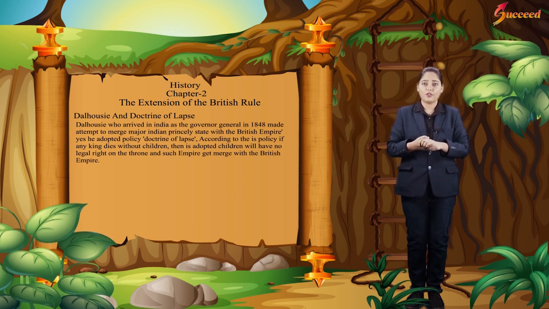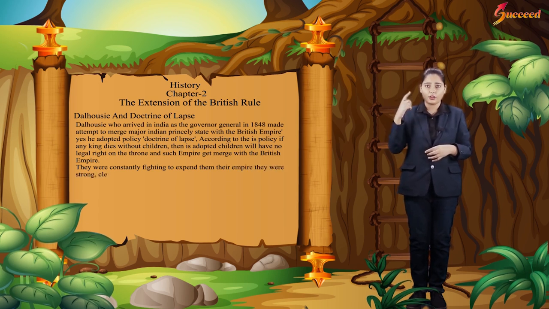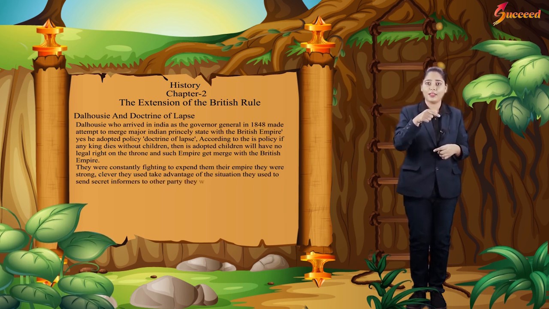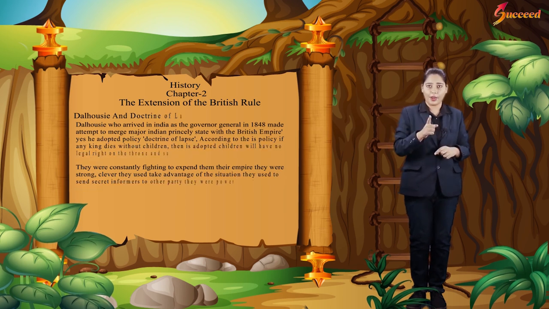Don't you think that was such a cunning policy? Yes, it is. By the end of this chapter, I hope you have understood what the British were like. They were constantly fighting to expand their empire. They were strong and clever. They used to take advantage of the situation. They used to send their secret informers to the other party. They were powerful but not loyal to anyone.